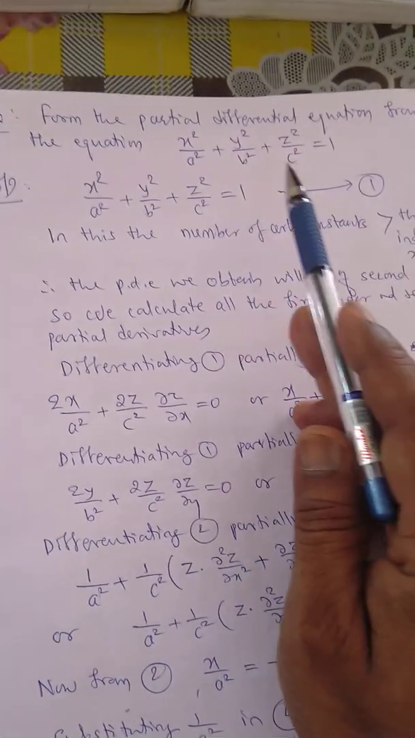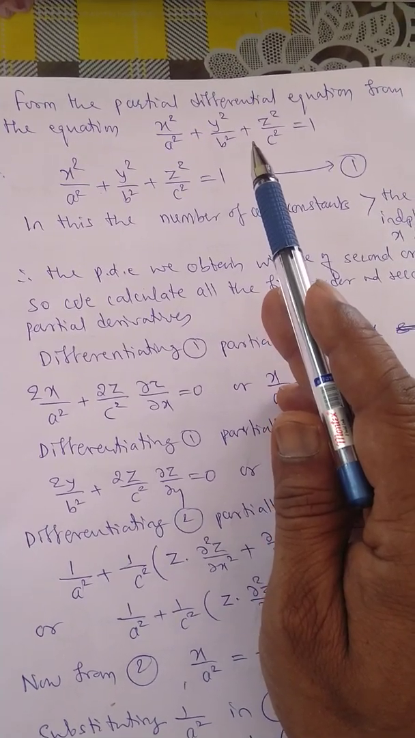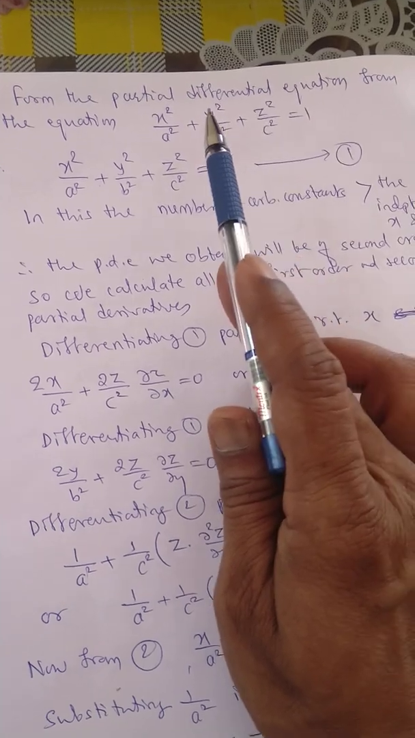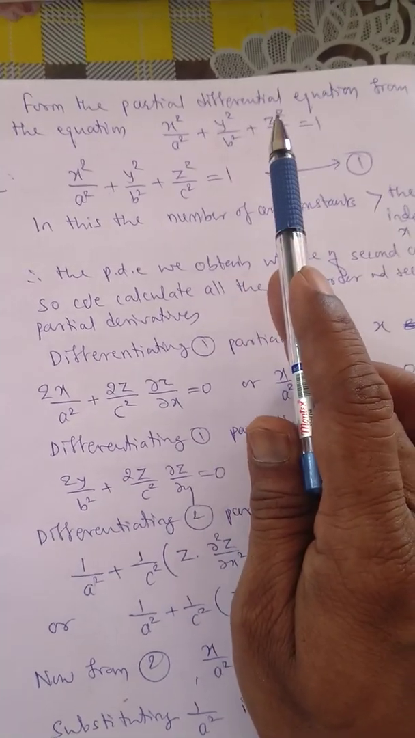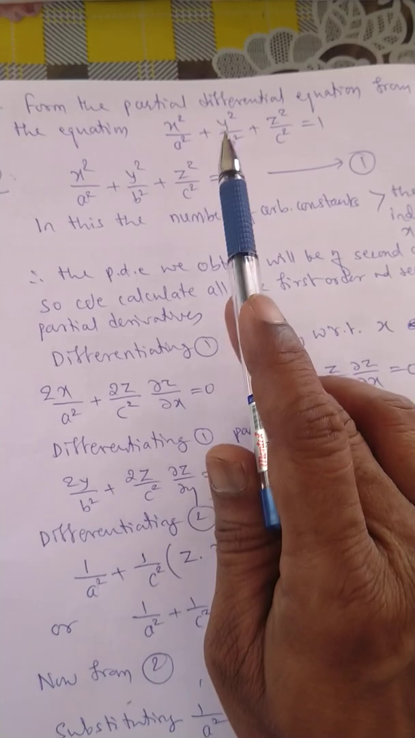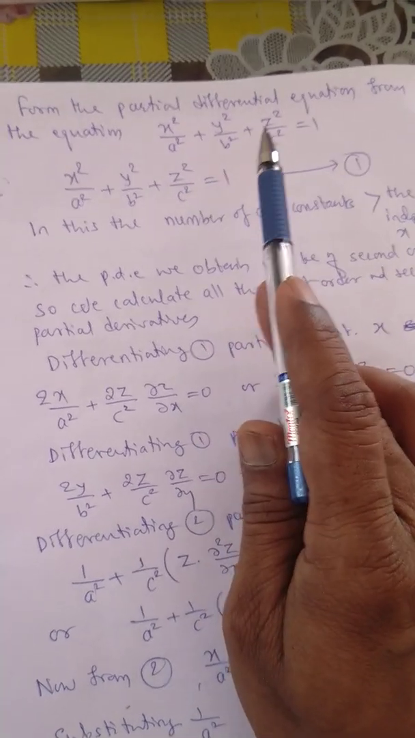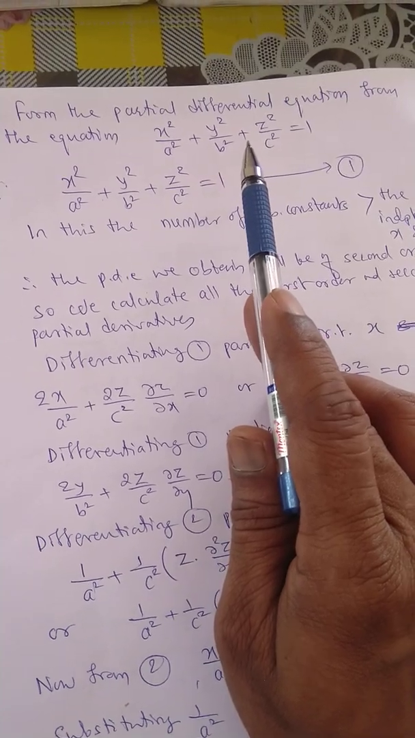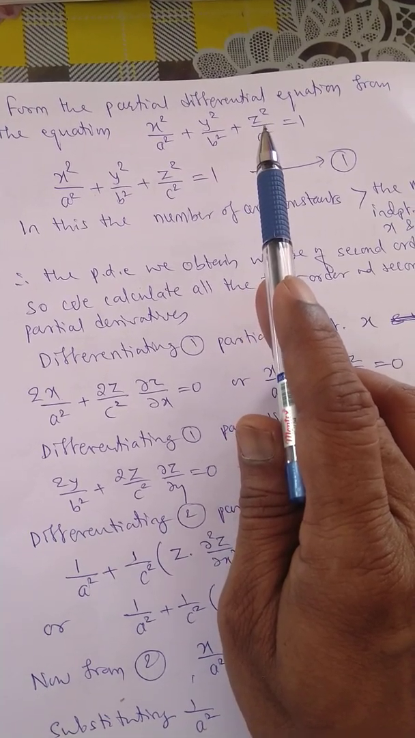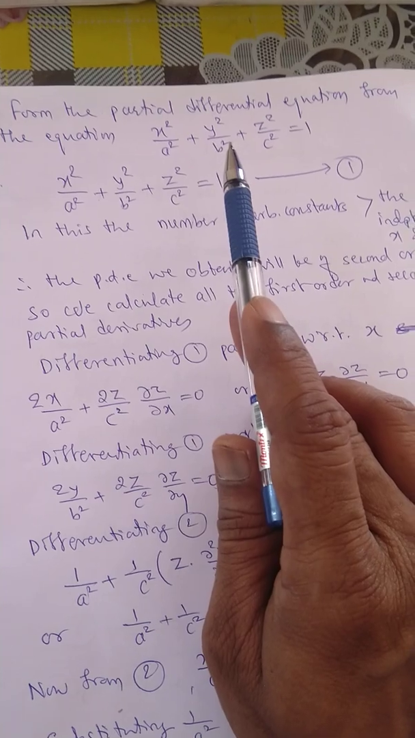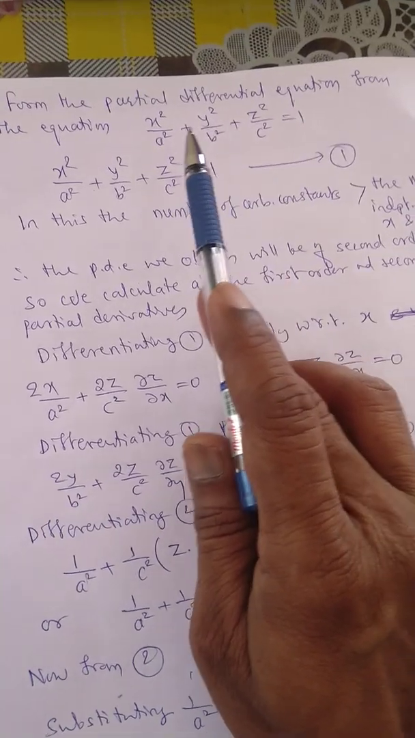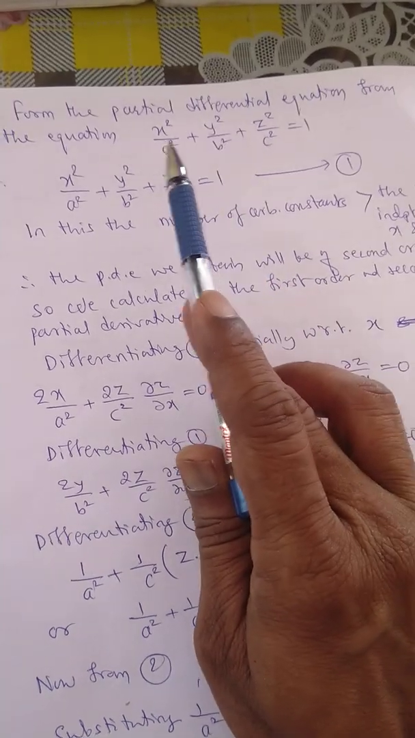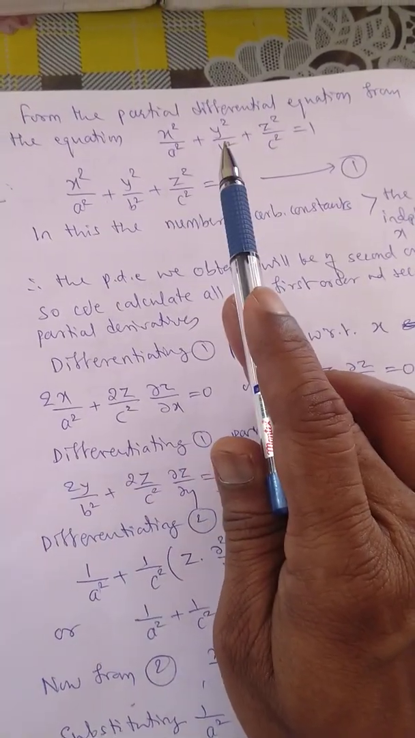Of three variables, we take either x as function of y and z, or y as function of x and z, or z as function of x and y. Of these three, we treat two as independent variables and the other as dependent variable. So in this you can take either x as function of y and z, or y as function of x and z, or z as function of x and y.